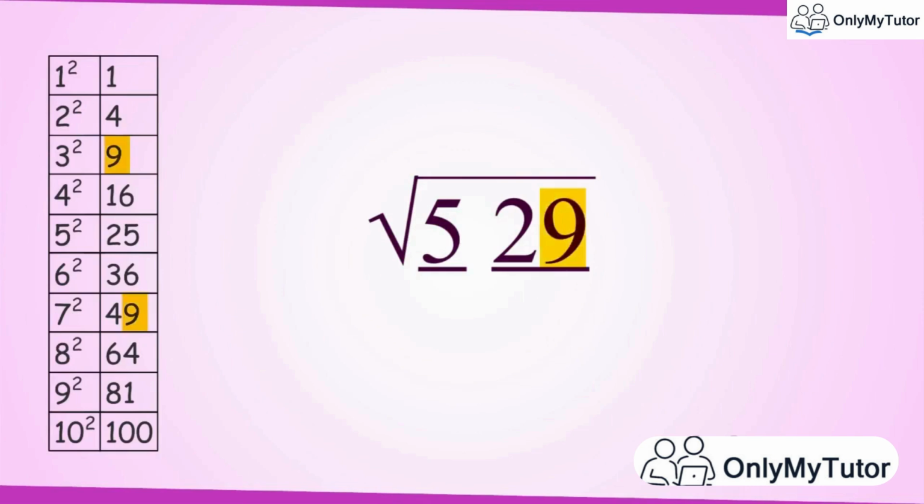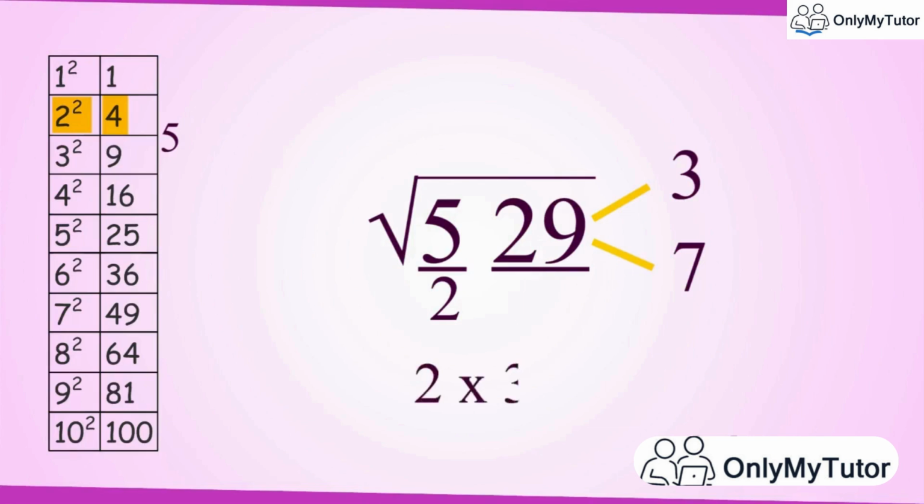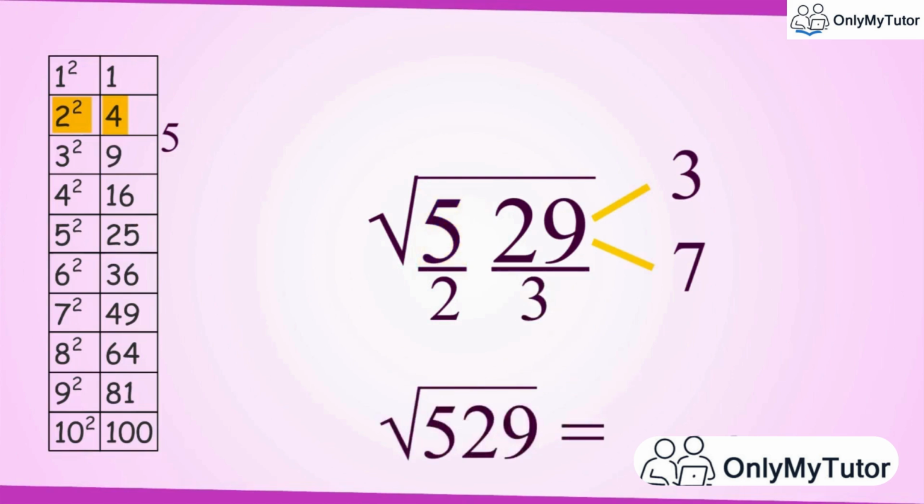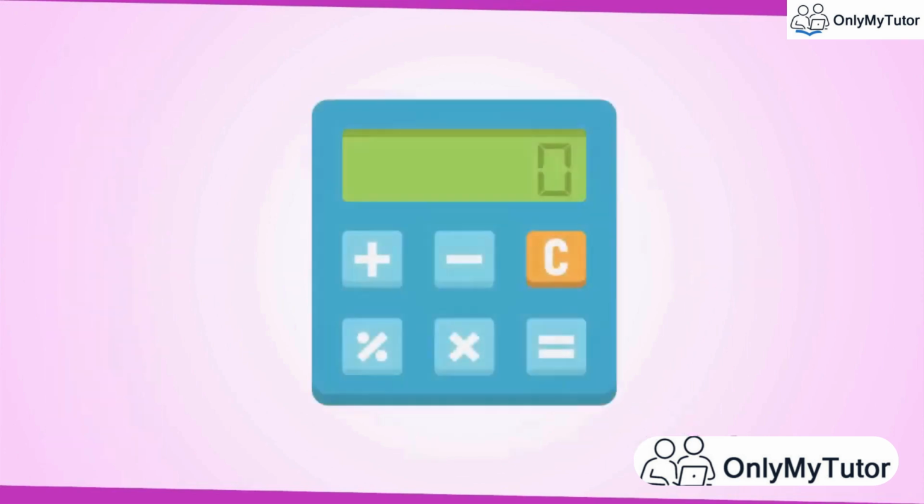Here the unit place is 9. So the unit place of our answer will be either 3 or 7. To confirm if it is 3 or 7, we will find the square which comes before 5. So friends, you're right. Before 5 we have 4, which is the square of 2, right? Now we'll multiply 2 with its next number, which is 3. So we get 6. And we can see that 5 is smaller than the product of the numbers we have taken. Therefore, the square root of 529 is 23 and not 27. You can check your answer using a calculator.